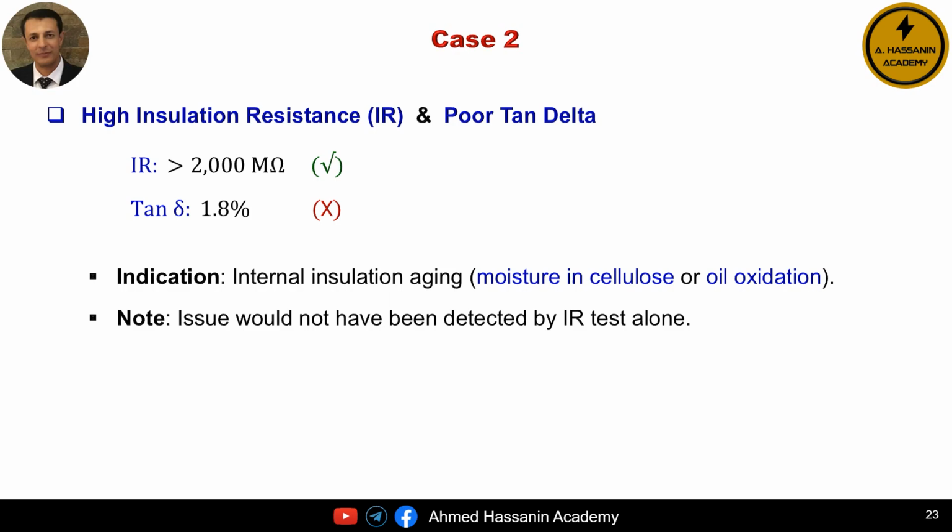After inspection and review of the internal insulation of the transformer, it was found that the internal insulation had aged due to the presence of a high percentage of moisture in the cellulosic insulation paper, in addition to oxidation of the insulating mineral oil and an increase in its acidity. And of course, these problems could not have been detected by the insulation resistance test alone.